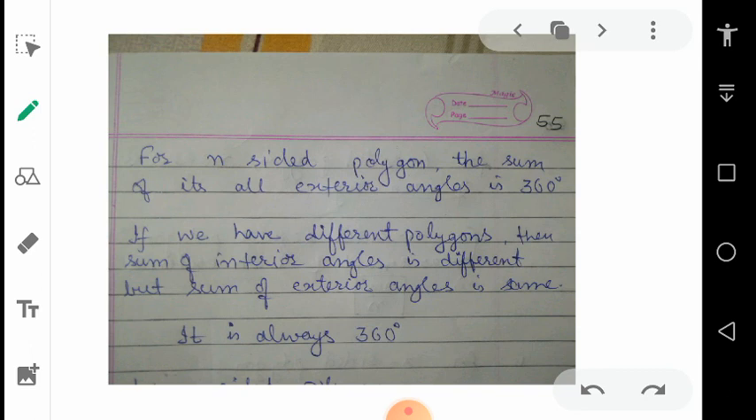Now we can say if we have different polygons then the sum of interior angles is different, but the sum of exterior angles is the same, that is always 360 degrees, and this value can be used to find the value of each exterior angle and the number of sides also. Okay, that's why it is very important.